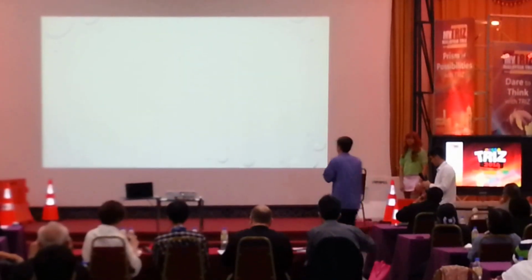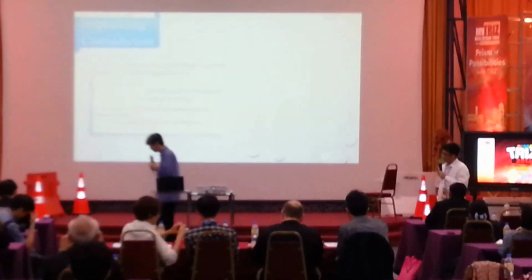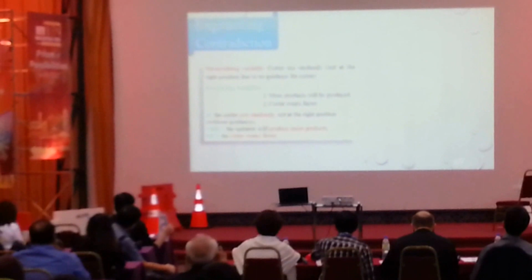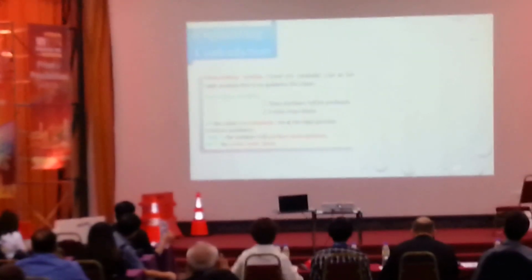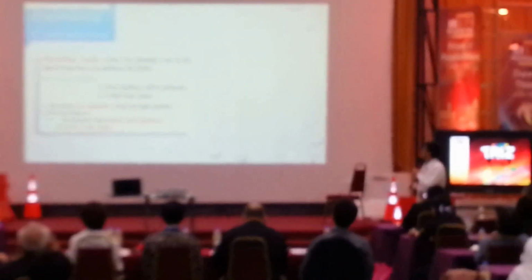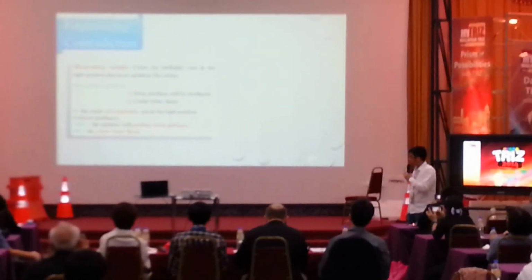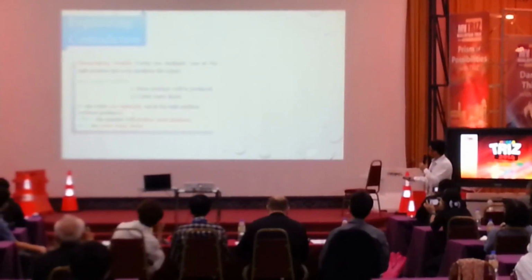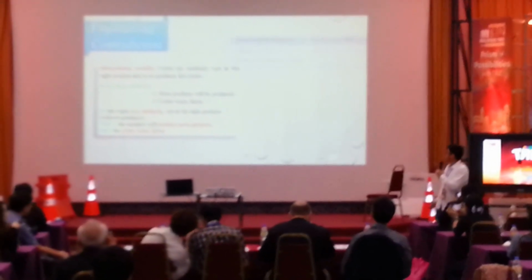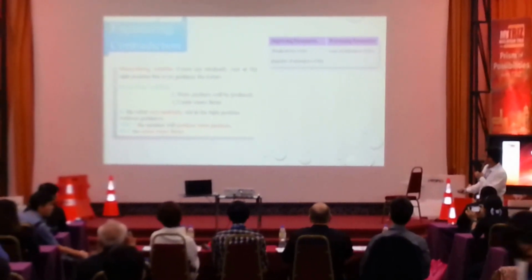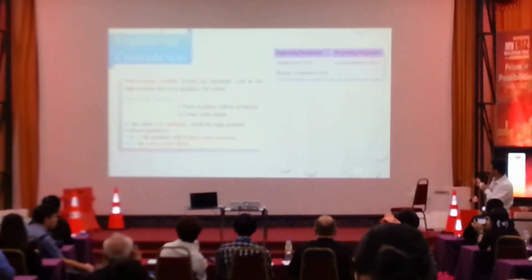Okay. So, at home, I have to figure out the engineering contradiction. What is the manipulating variable and the responding variable? The manipulating variable is that the cutter cuts randomly, not at the right position, due to no guidance for the cutter. And the responding variables are that more product will be produced, but the cutter wears faster. If the cutter cuts randomly, not at the right position, then the operator will produce more product, but the cutter wears faster. So, the improving parameter will be productivity, quantity of substance, and the worsening parameter is loss of substance.